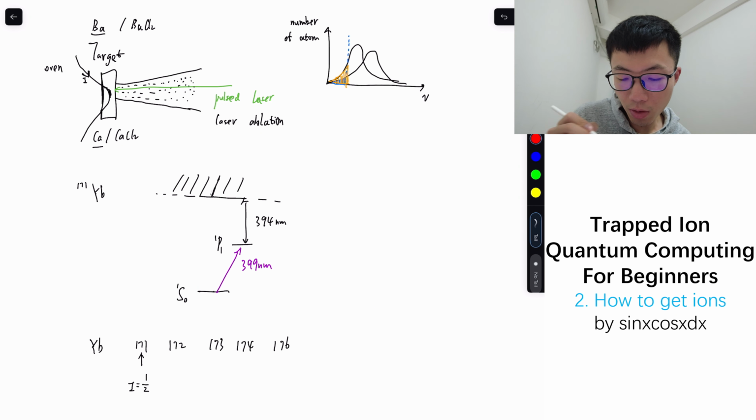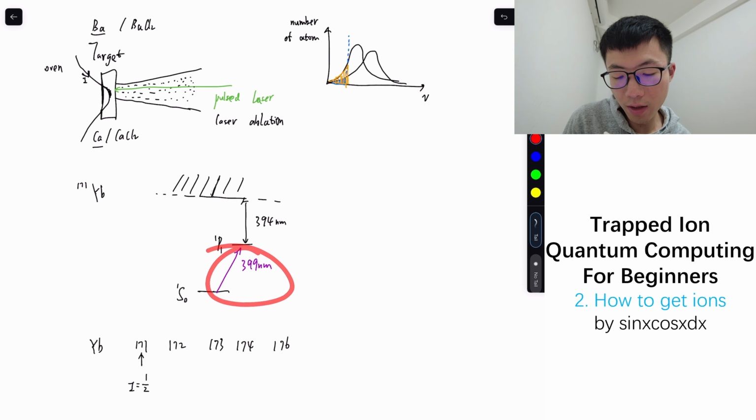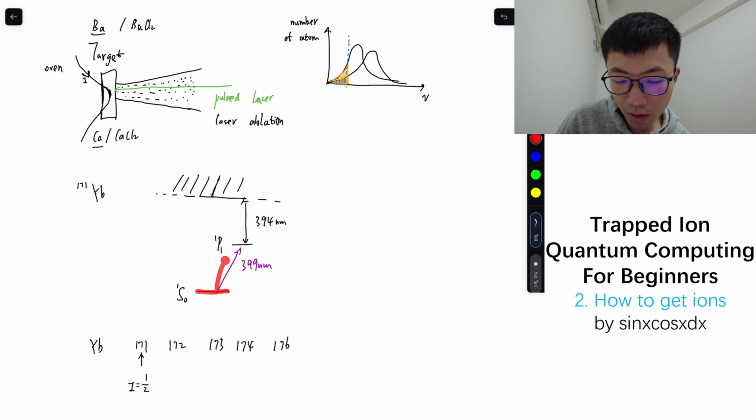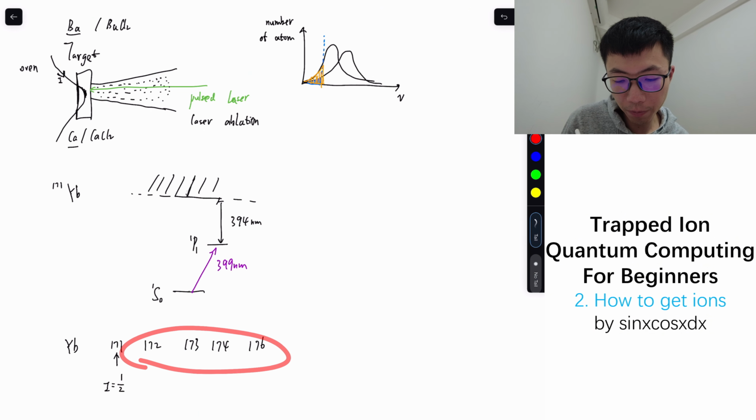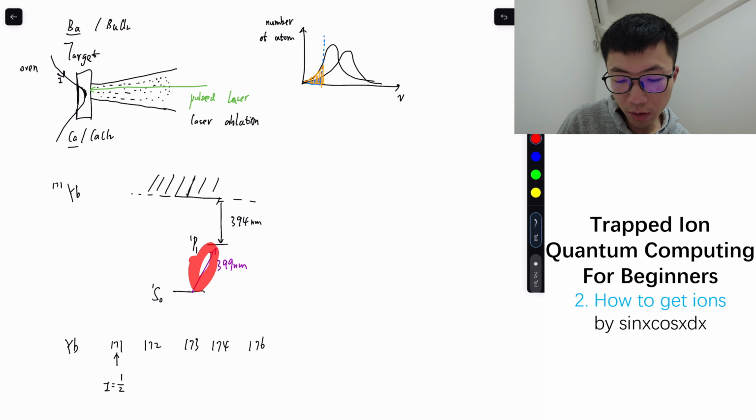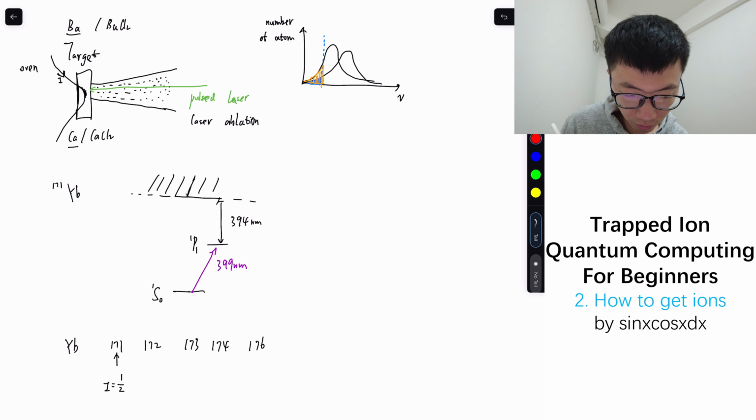It means that we can use a 399 nanometer laser to excite it to this state. And there is a feature for different isotopes. The frequency of this transition varies. They are different, and the gap might be tens of megahertz, which is larger than the natural line width of this transition. So if the power of this laser is not too high, it's possible to have isotope selection through this light.